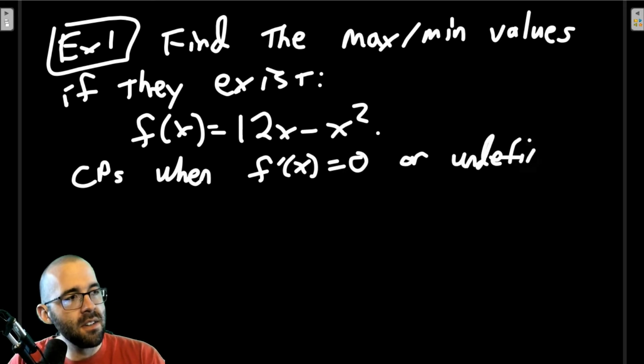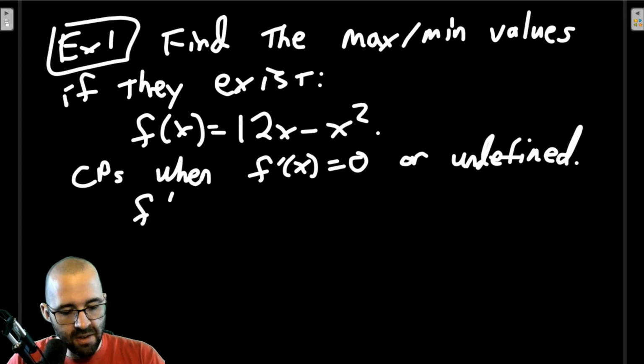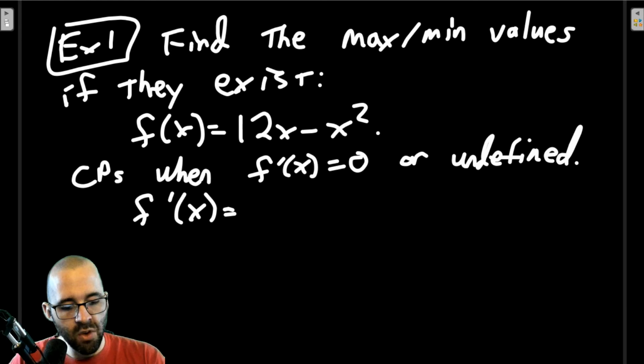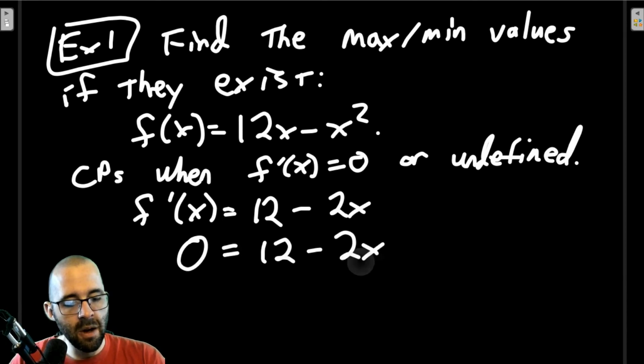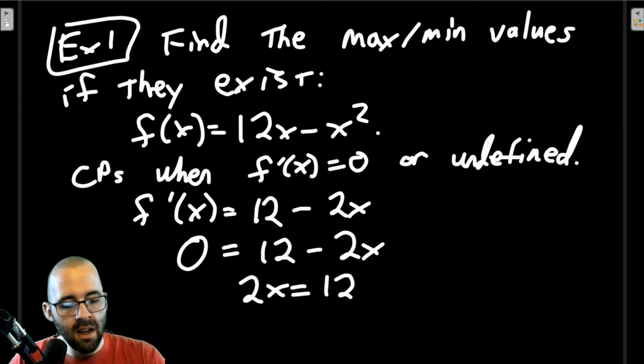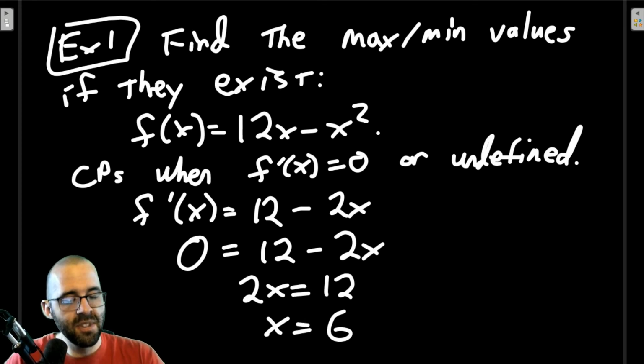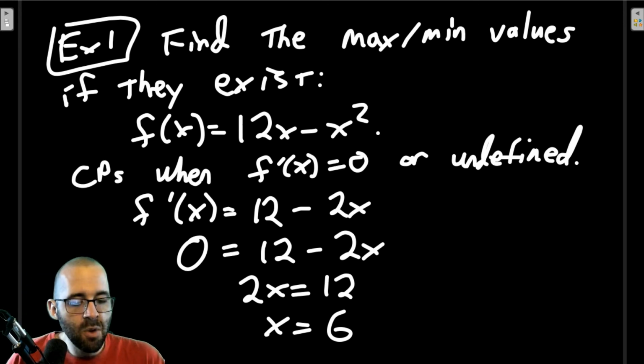We'll take the derivative and set it equal to 0. No derivative here. Derivative of 12x is just 12. Derivative of x squared is 2x. Set it equal to 0, and luckily we have a linear equation. We don't have to worry about factoring or anything fancy. We can add 2x to both sides and divide both sides by 2 to get x equals 6, the x coordinate of our critical point.